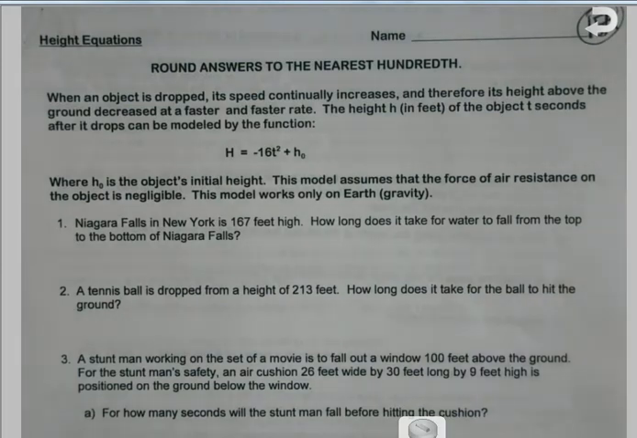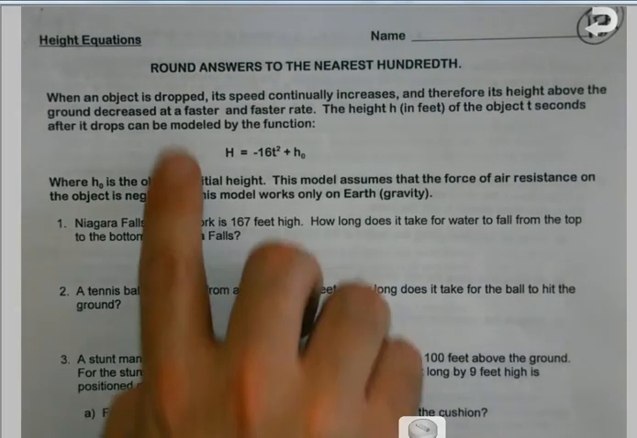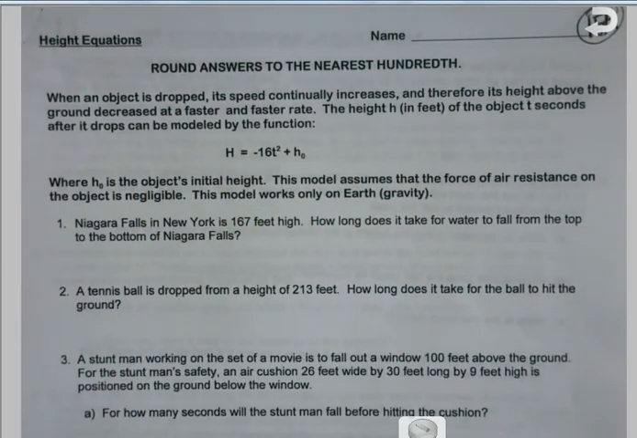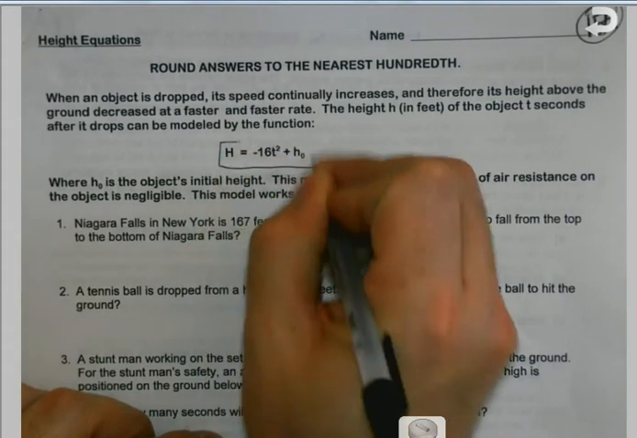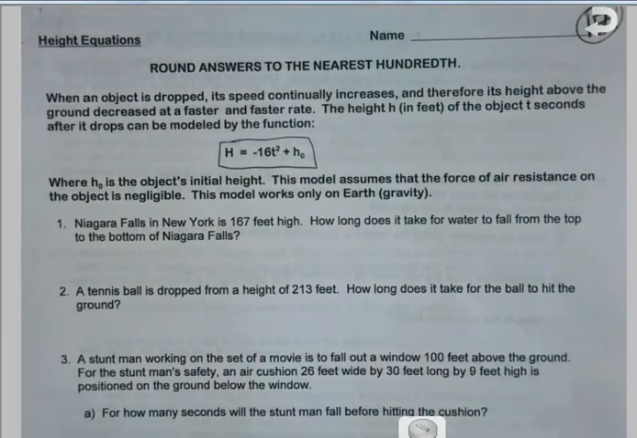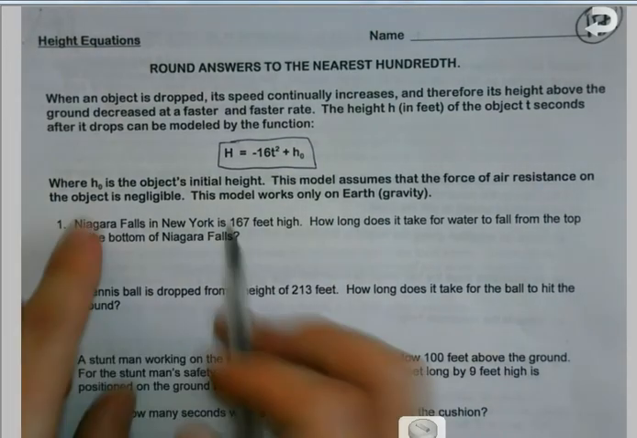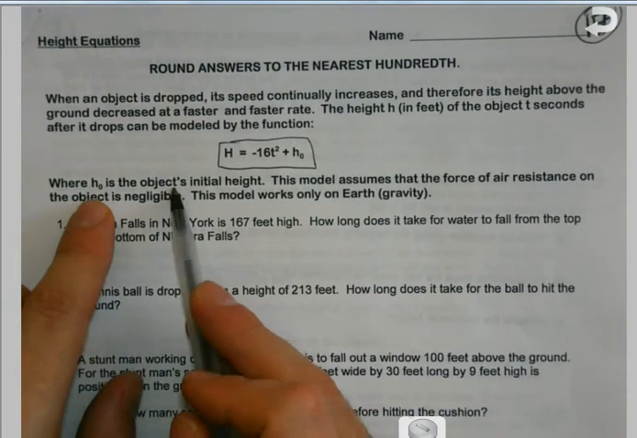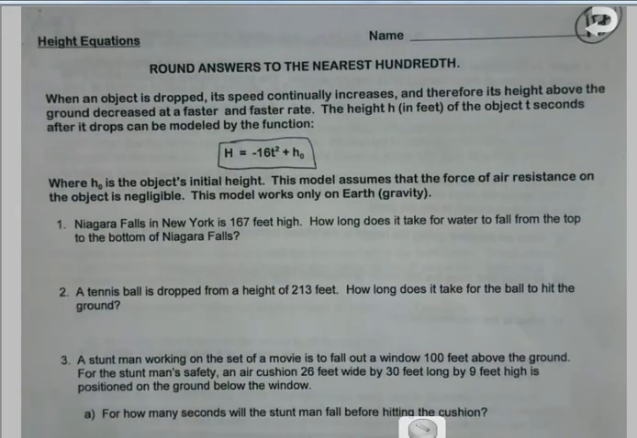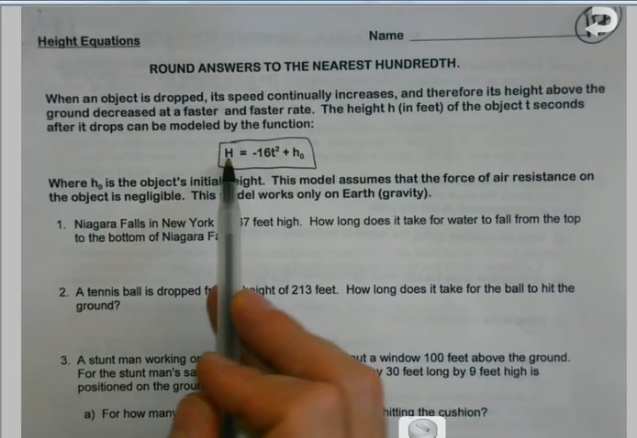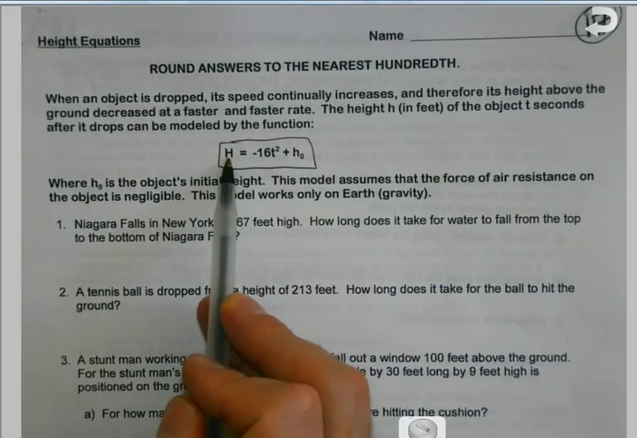So, we've talked a little bit before about when an object gets dropped, its speed increases, and so the height above the ground is going to decrease faster and faster because it's gaining more and more velocity or speed as it falls. So, this is more of our basic equation for finding that value. And like it says here, h sub 0 is my object's initial height. Where does it start? And this h here is where does it end?